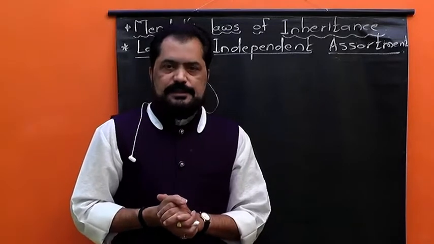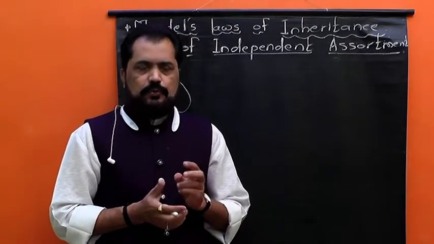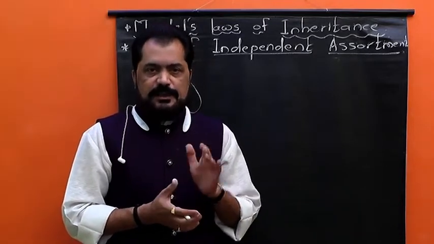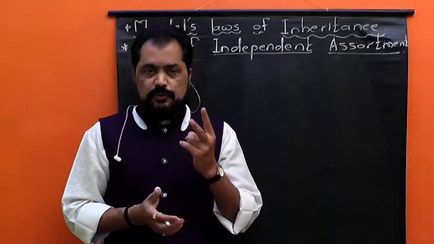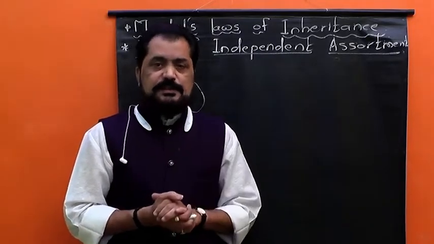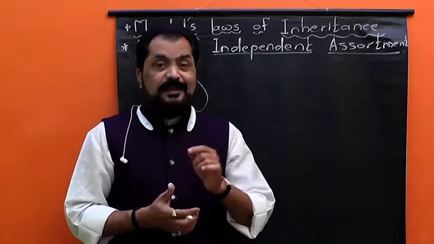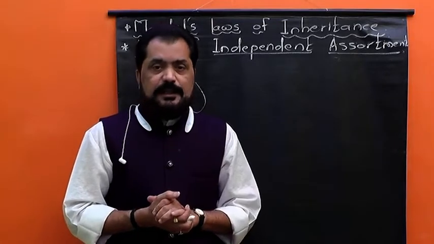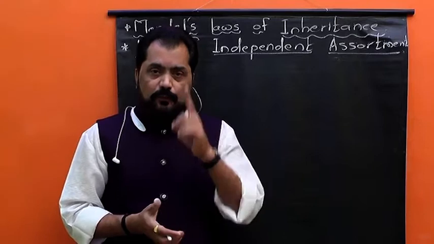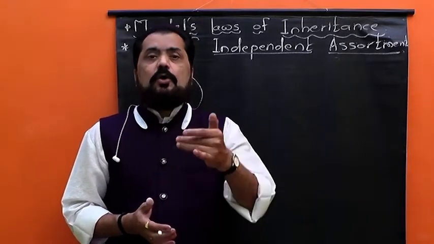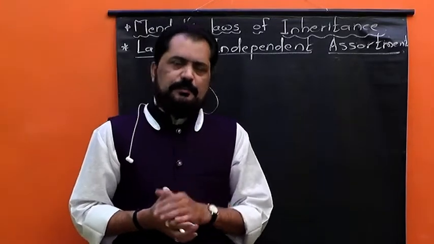Law of independent assortment states that when two pure, that is homozygous, parent individuals differing in two or more than two pairs of contrasting characters are crossed, then inheritance of one character is independent of the other character. Inheritance of one character is independent of the other character. It means the law of independent assortment can be stated in different ways.